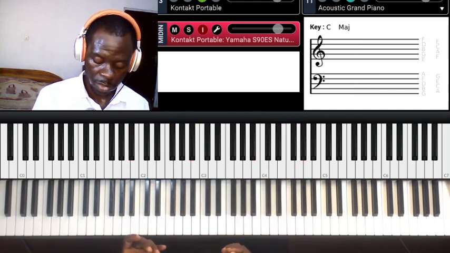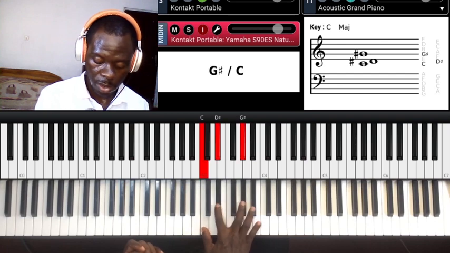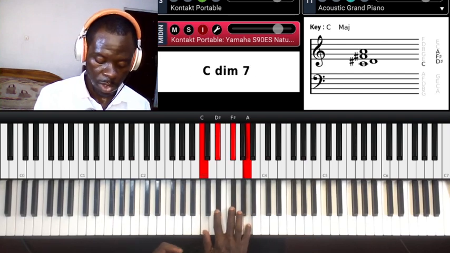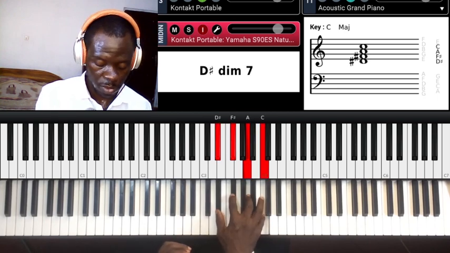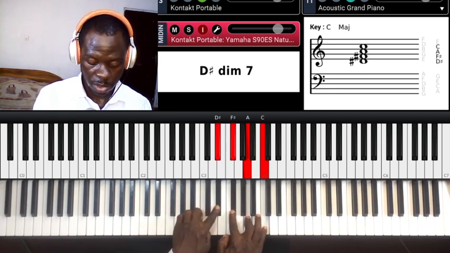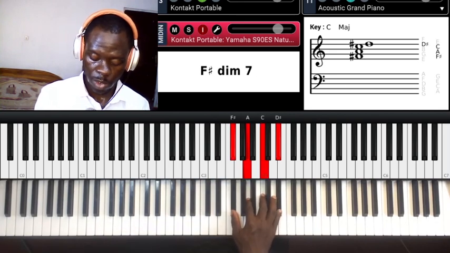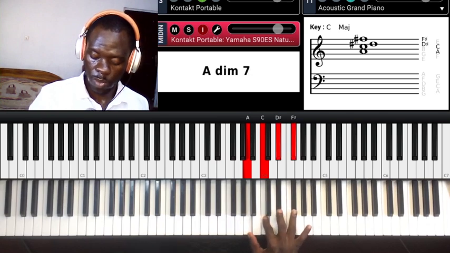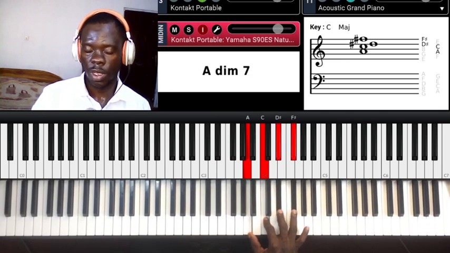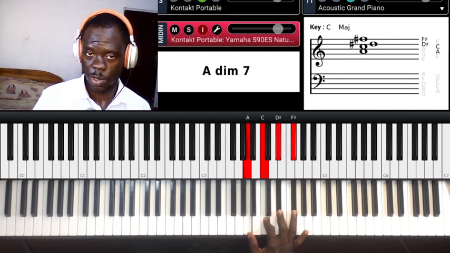Alright, then for the last one, C would move, E flat would move, then F sharp would move. Alright, so that is the diminished chord for the last one.